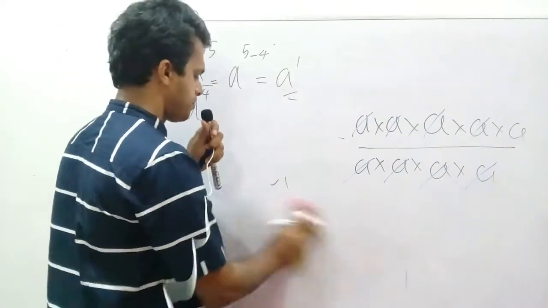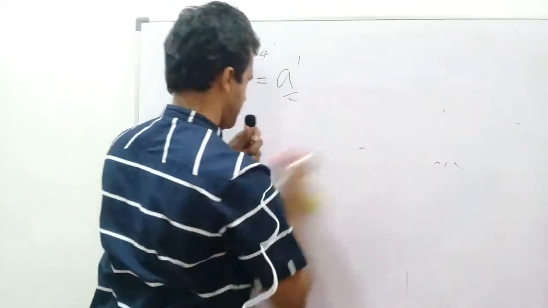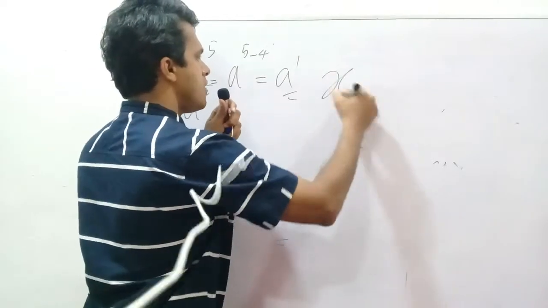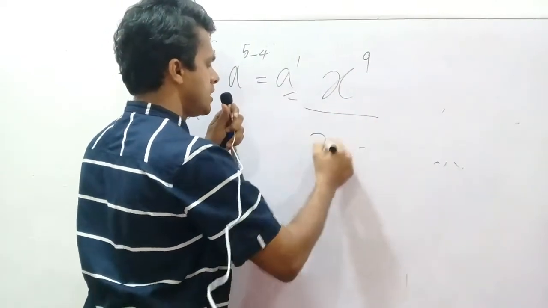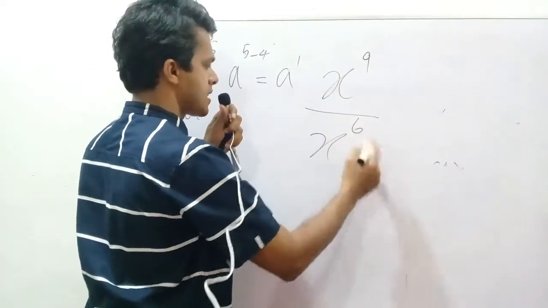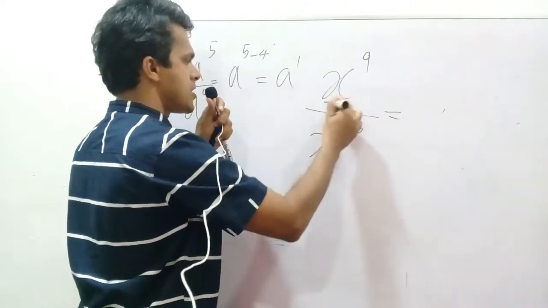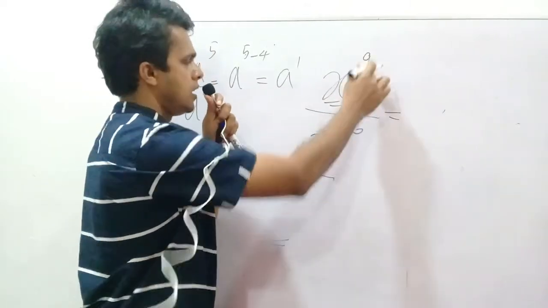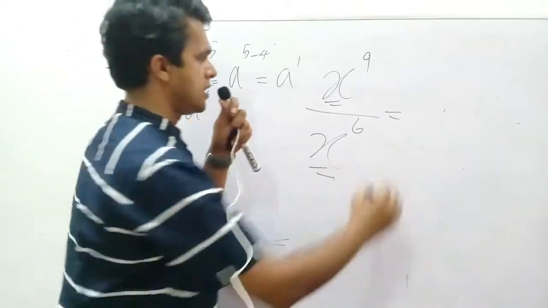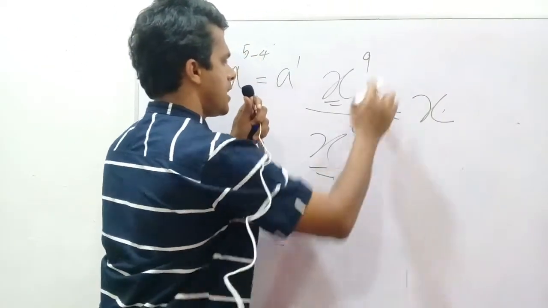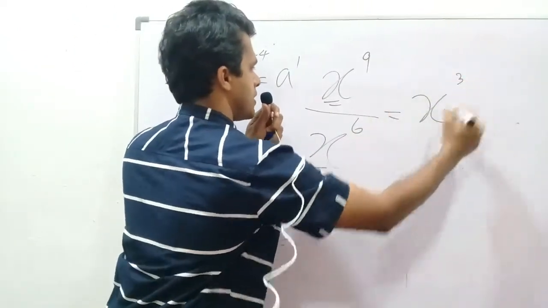How about this one? This sum. X to the power 9 over x to the power 6. What is the answer? Base is equals, so indices should be subtracted. X to the power 9 minus 6, 3.